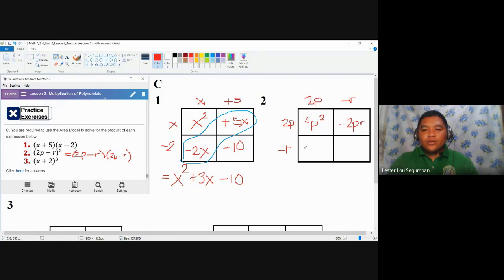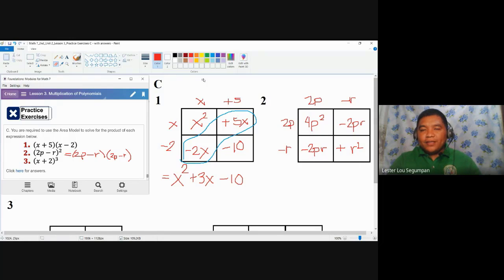Next, 2 times negative 1, negative 2. P, R has no partner. Just simply arrange them alphabetically. So you have PR. And finally, negative 1 times negative 1 is positive 1. 1 R, you have here squared. Or you may not want to write 1 because it automatically means it has a numerical coefficient of 1.